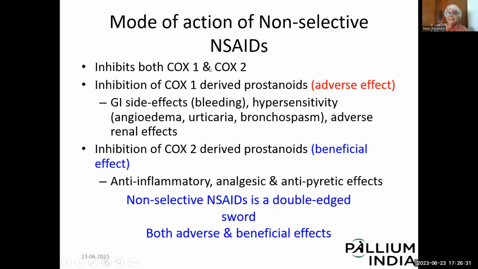So, like I said, they're inhibiting both COX-1 and COX-2. Because of inhibiting COX-1, it exerts the adverse effects. That is, the GI side effects like bleeding, hypersensitivity reactions like urticaria, bronchospasm, angioedema, and even adverse renal effects. But by inhibiting COX-2, it has the anti-inflammatory, analgesic, and antipyretic effect. So the non-selective NSAIDs are a double-edged sword with both adverse and beneficial effects. That should be kept in mind when we're prescribing these drugs.